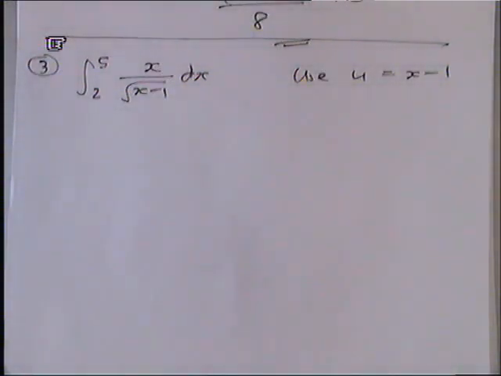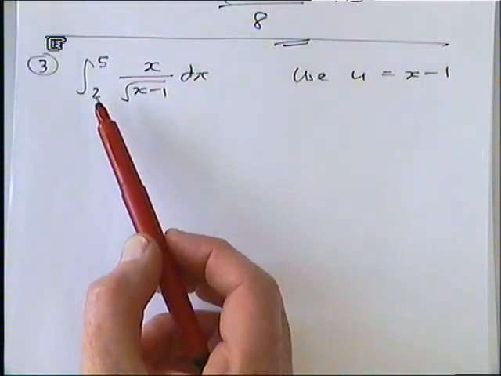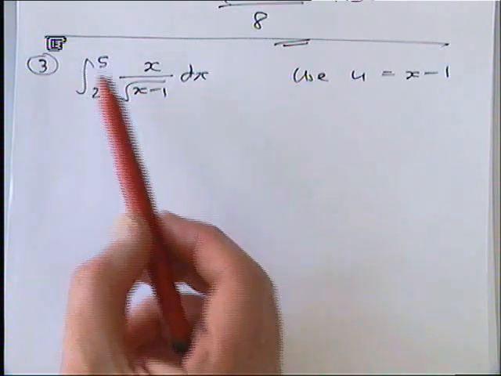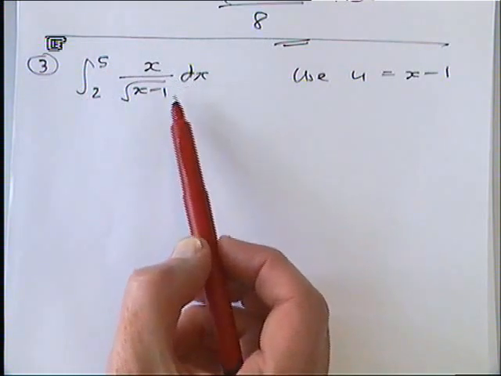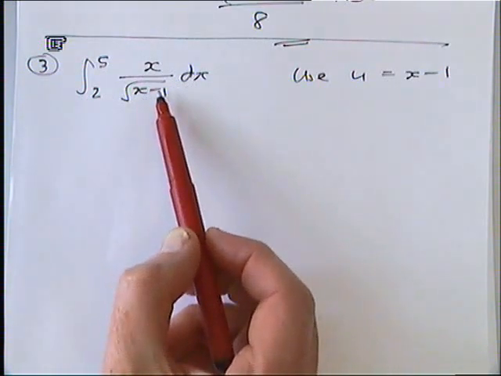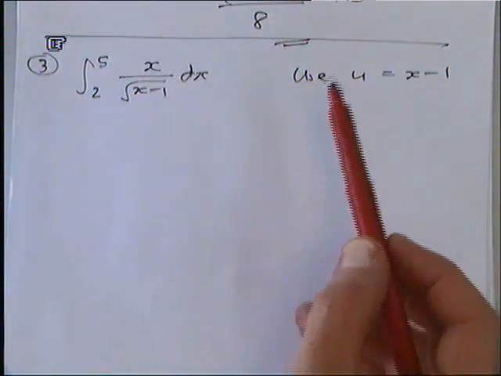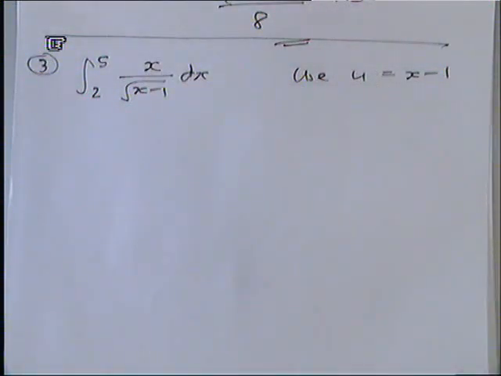Okay, here's the next question. We're integrating, this time with limits, going from 2 to 5, of x over the square root of x minus 1, and we're told to let u be equal to x minus 1.